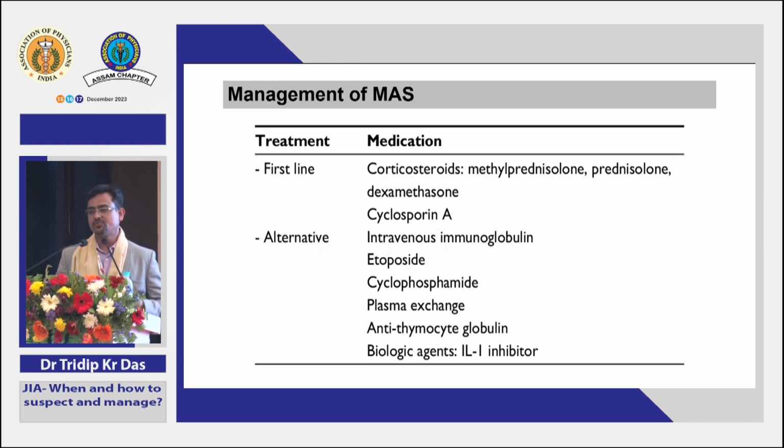So the first line of drugs, definitely in every case of inflammation, is IV steroids. So I think IV steroids are far better than the oral steroids. Cyclosporin A has got a very good role to play in this MAS. But if for any reason you're not going to give these drugs, then definitely you can go for alternative therapy like intravenous immunoglobulin. You can go for plasmapheresis.